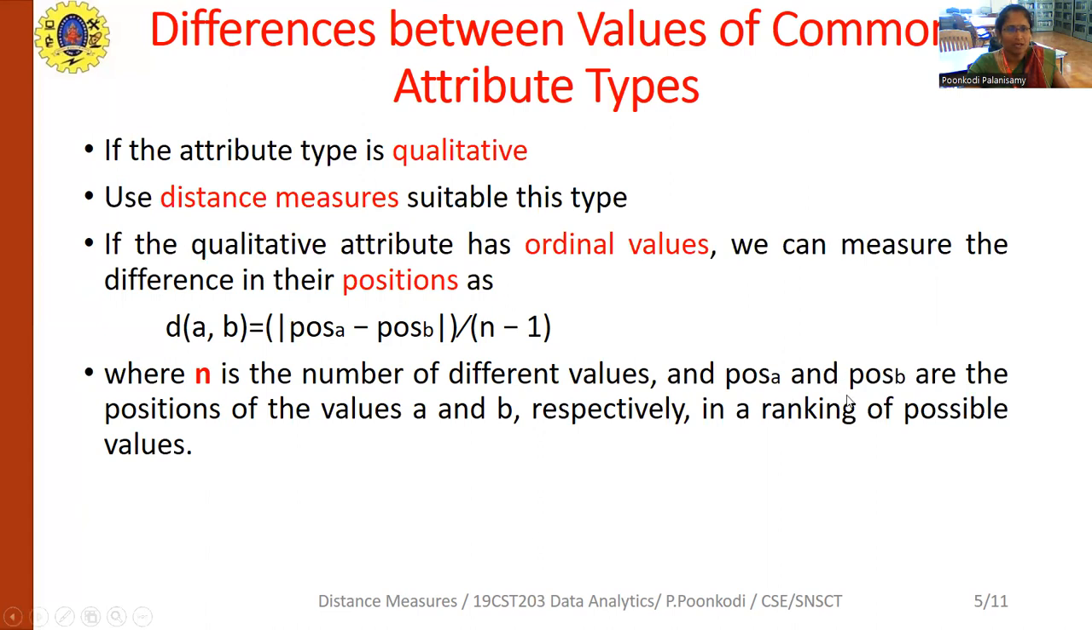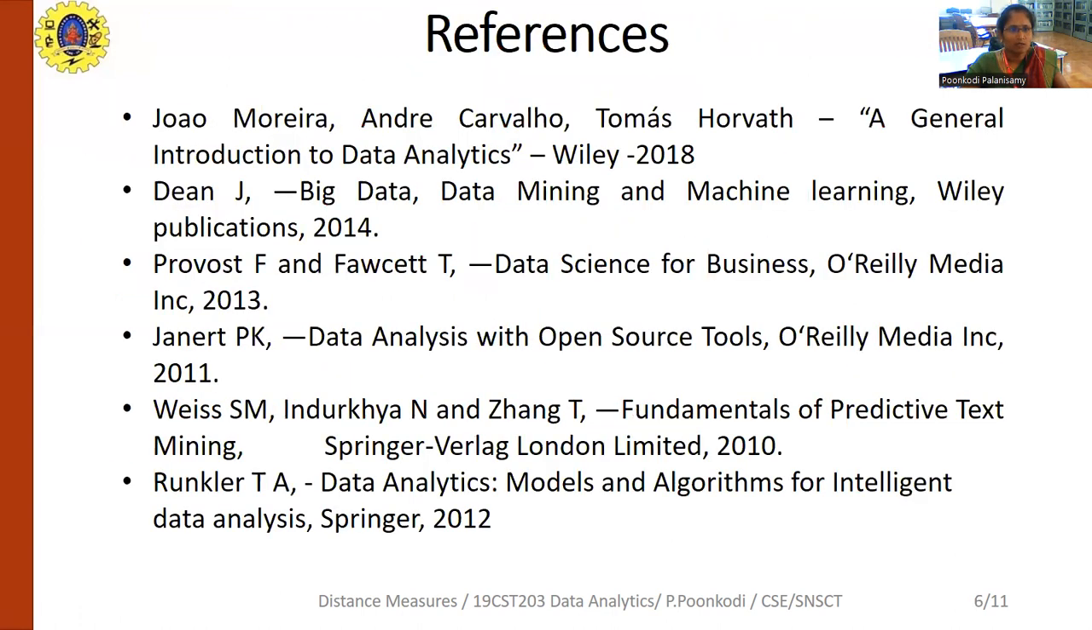Then position A and position B, for Andrew and Carolina: Andrew's position is 1 and Carolina's position is 5. So 5 minus 1 is 4, and since we have 5 levels, n minus 1 is 4. Both give the same value, 4 divided by 4, which is 1. The ranking difference is 1. These are some of the references.